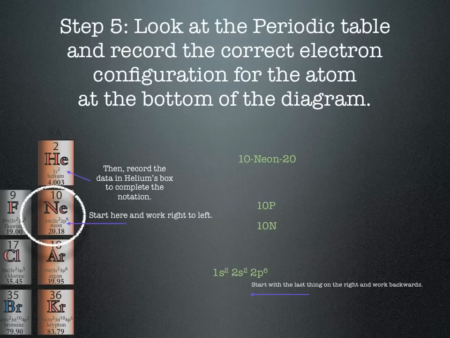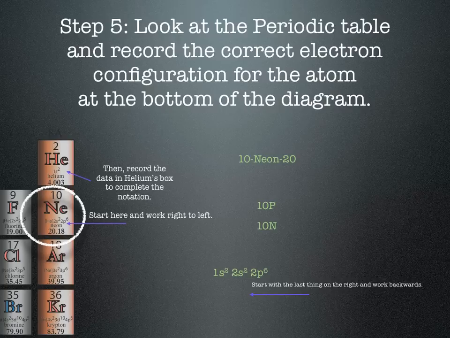Look at the periodic table and record the correct electron configuration for the atom at the bottom of the diagram. The electron configuration is going to simply tell you where you will find the electrons in this particular atom. Start on the right-hand side and copy the electron configuration from right to left, recording the first thing, or the last thing, that you see, 2p6.